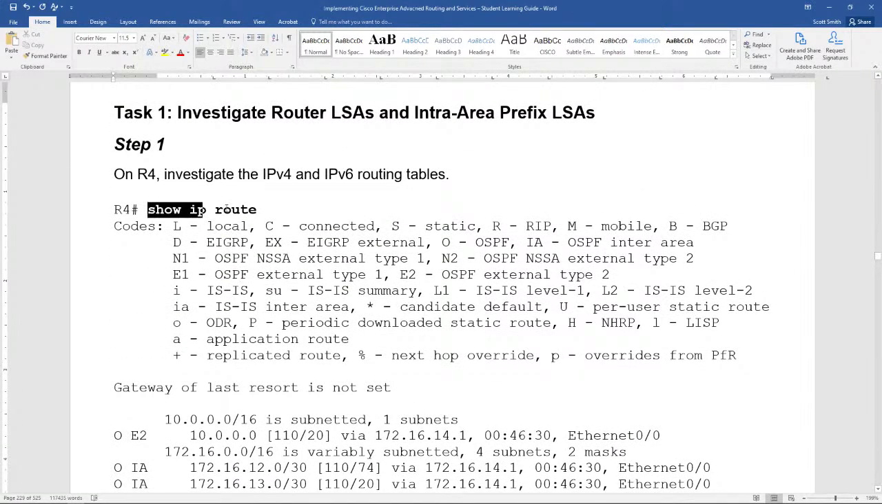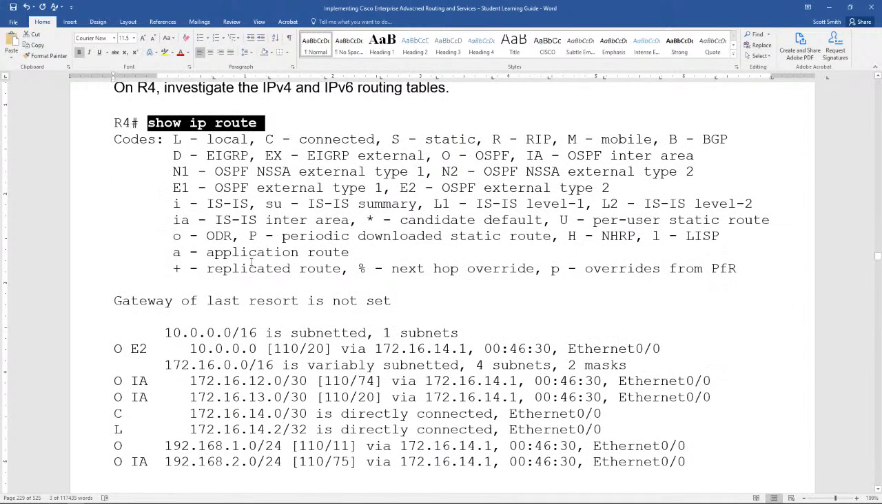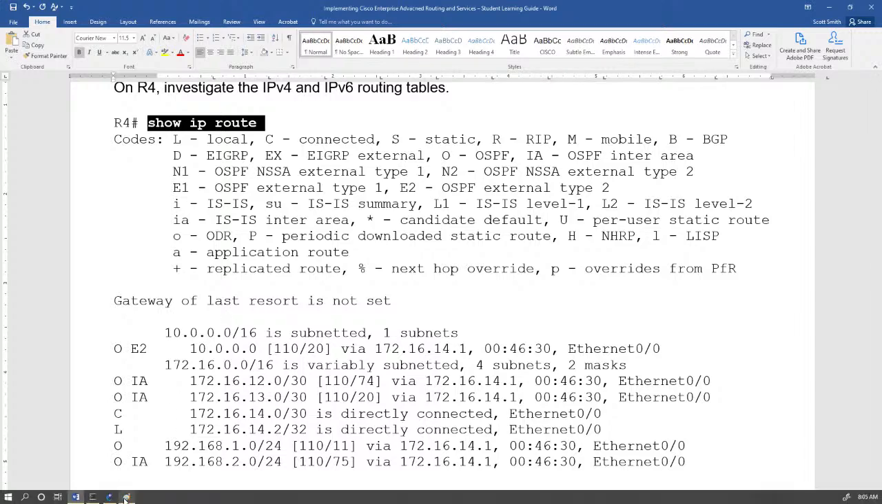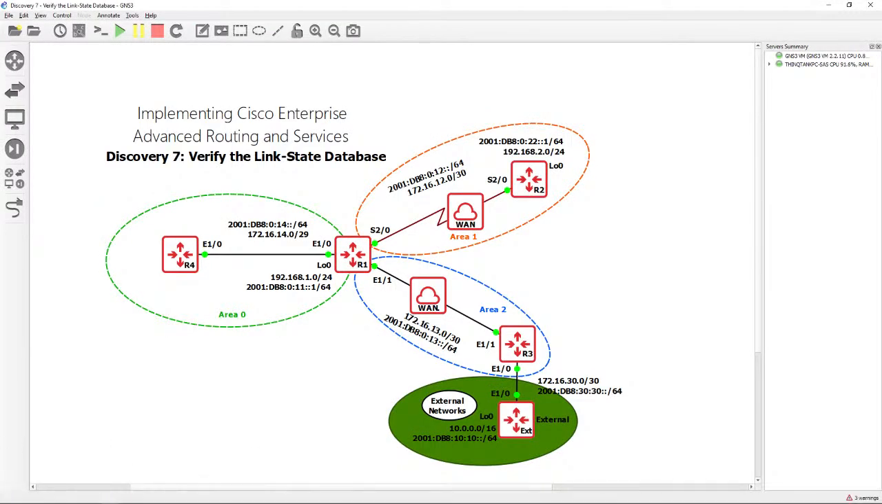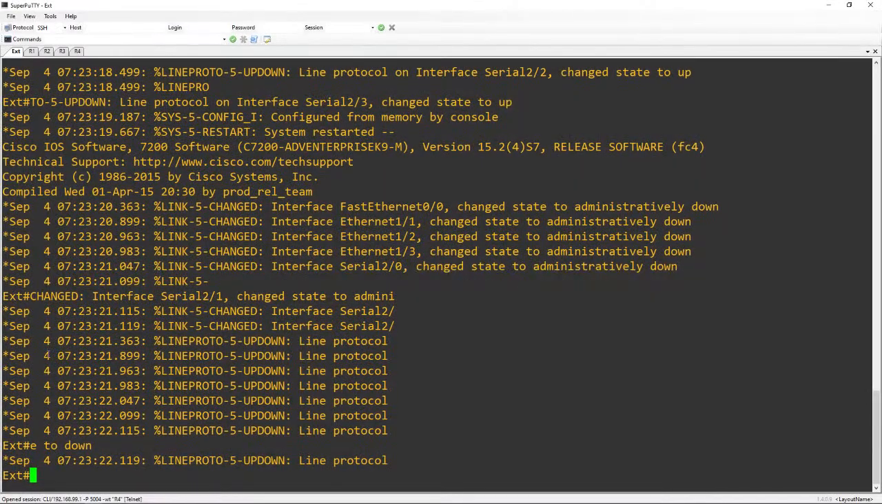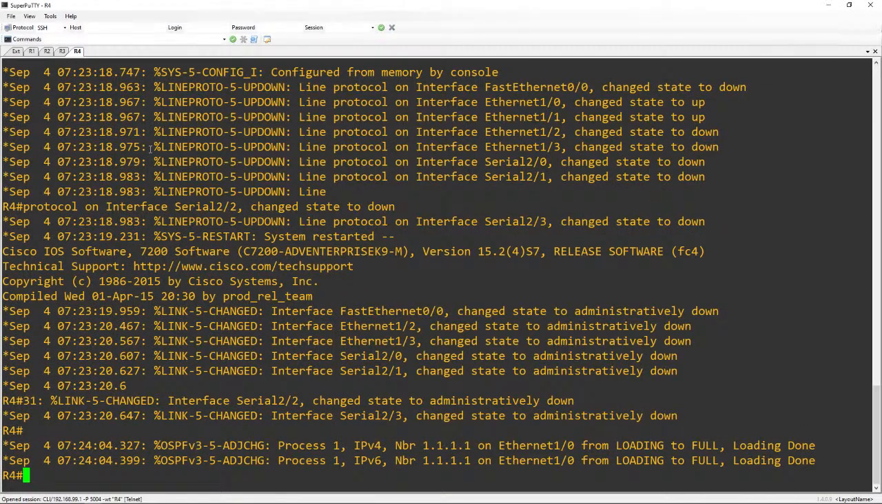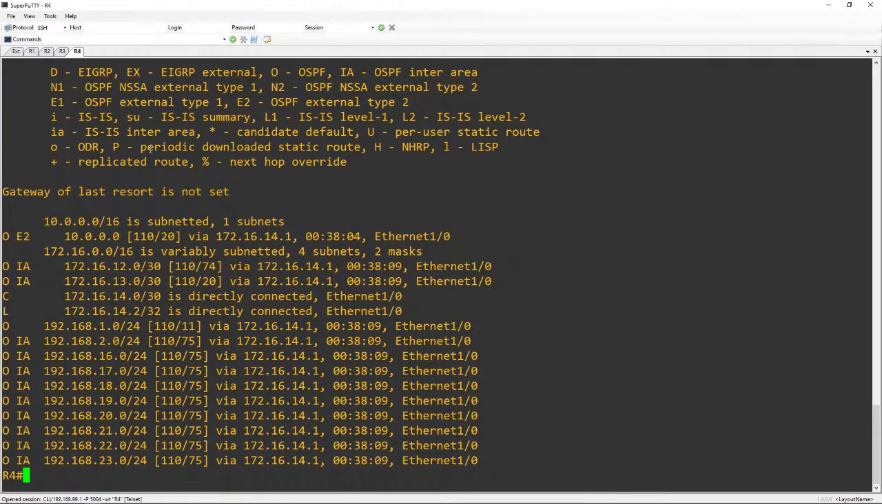So we're going to take a look at the routing table in router 4 just to make sure that we have all of the routes that we would expect to see. Let me go into, I think I already have all the command line stuff open. I just have to pull it up here. So let's go into router 4, and we're just going to do a show IP route. And we should see different types of routes here.